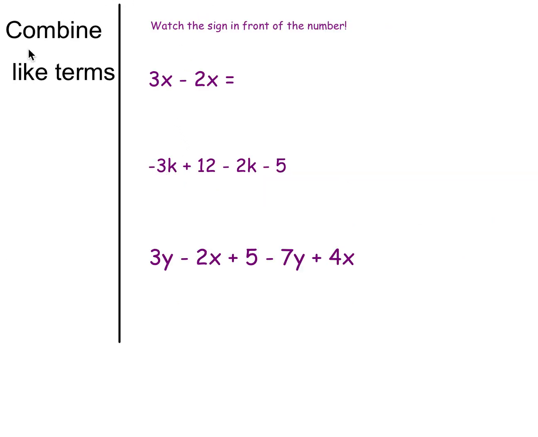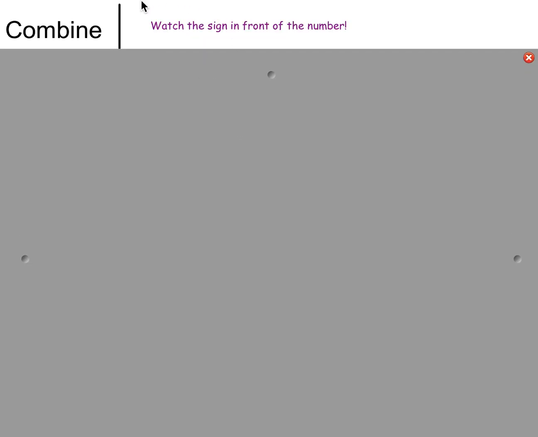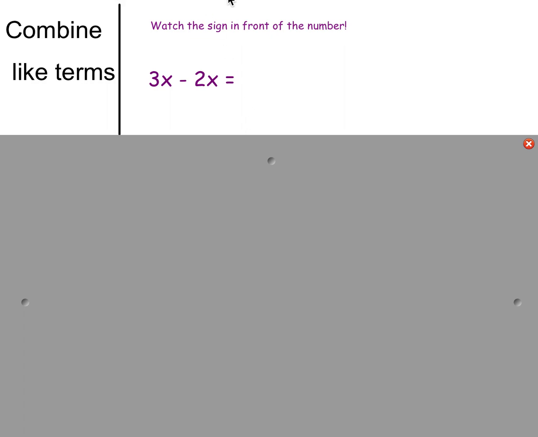So I want you to write combine like terms. And I want you to write this because this is what most people forget, is to watch the sign in front of the number. That's why yesterday in the distributive property I was actually circling that negative or that minus sign. So this first one, we have 3x and a negative 2x. So 3 and a negative 2 gives me 1x, or just x. I can write that.